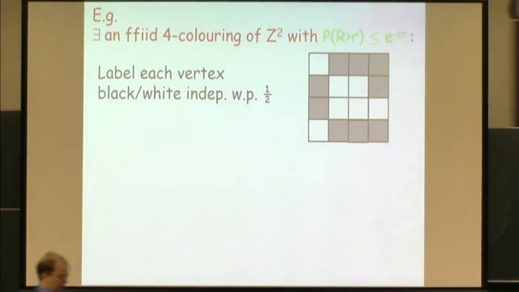So here is one thing you can do quite easily. On Z^2, the square lattice, there exists an FFIID for coloring with exponential tails for the coding radius. The probability that it is greater than R decays exponentially. And here's a pretty easy way to do that. So first of all, color the lattice with two colors, black and white, just independently. Flip a fair coin for each vertex and color it black or white.